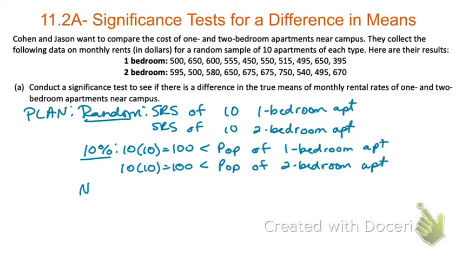Normal. This is fun. I love normal. Normal conditions always super fun and easy. No. So, did the problem tell us that we have populations that are normal? No. Nope. Do we have sample sizes bigger than 30? No.